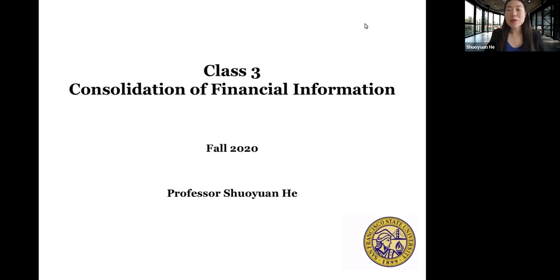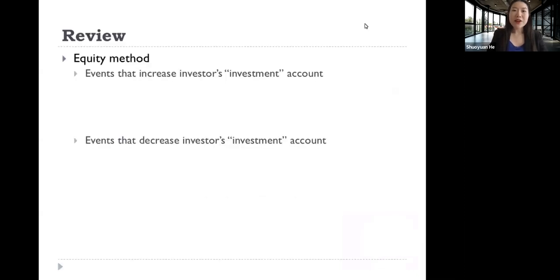In today's class, we are going to begin talking about consolidation. But before we get started, I want to take a minute to review what we learned in last class, especially about the equity method. We learned a lot of journal entries regarding the equity method in last class.